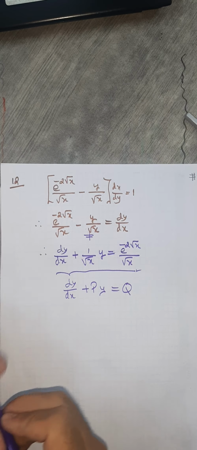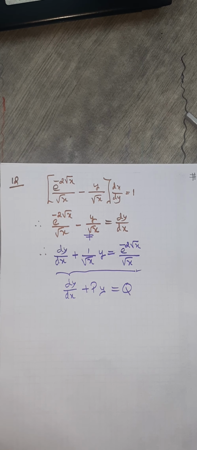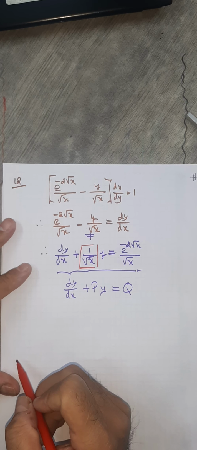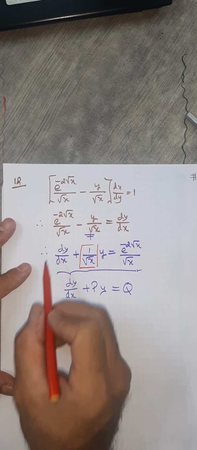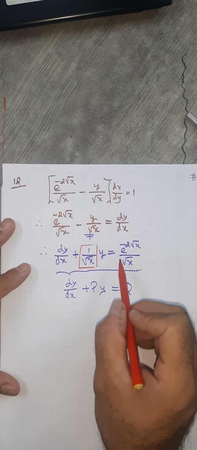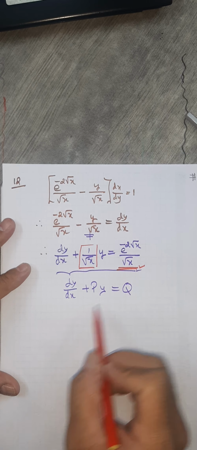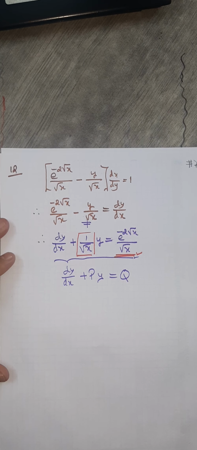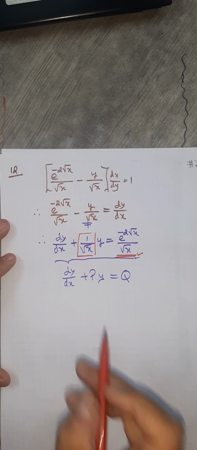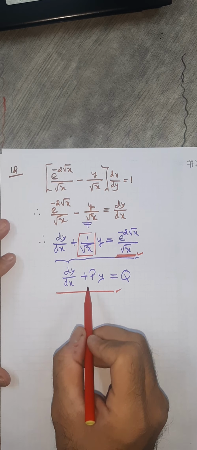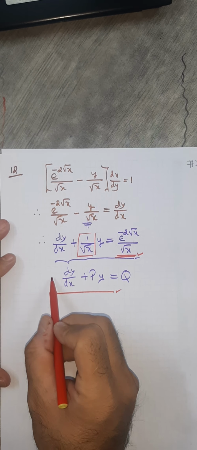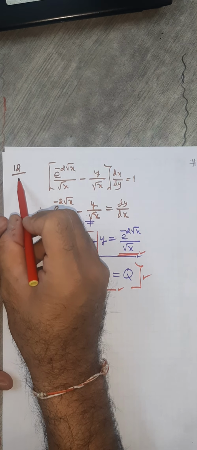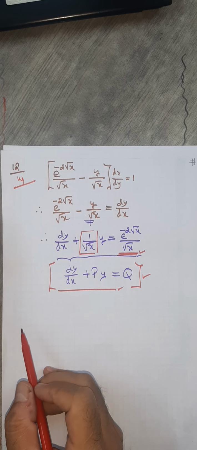Here y, so here also there should be y. So what is your p? Your p will be this much, right? The coefficient of dy by dx should be 1. And what's your q? Q is this right hand side expression. Fine. So now I think you can do it, I'm sure. This is a standard variable separable form. So you can do it. It's a good question.